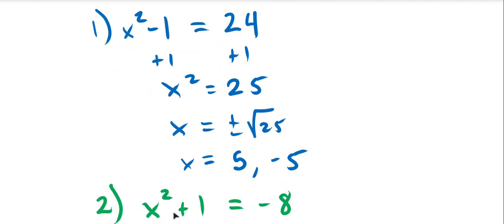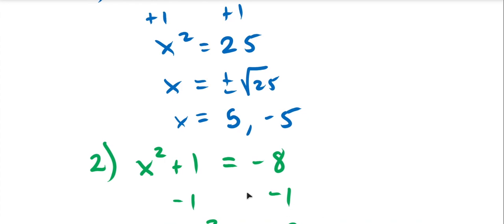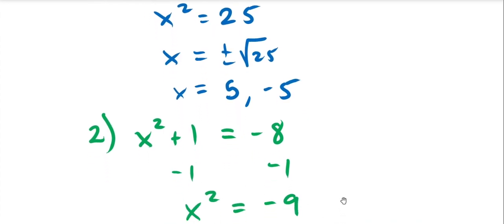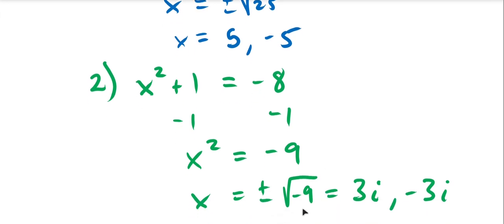Here again, we are not isolated. The first move is to isolate that square by getting rid of the minus 1. Once we do, we get negative 9 on this side, and taking plus and minus the square root of that, pulling our negative sign out as an i, we get 3i and minus 3i.